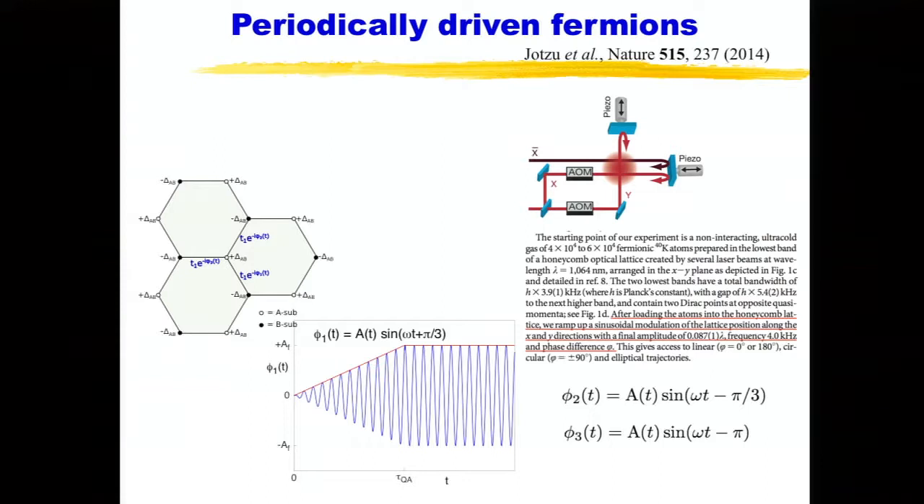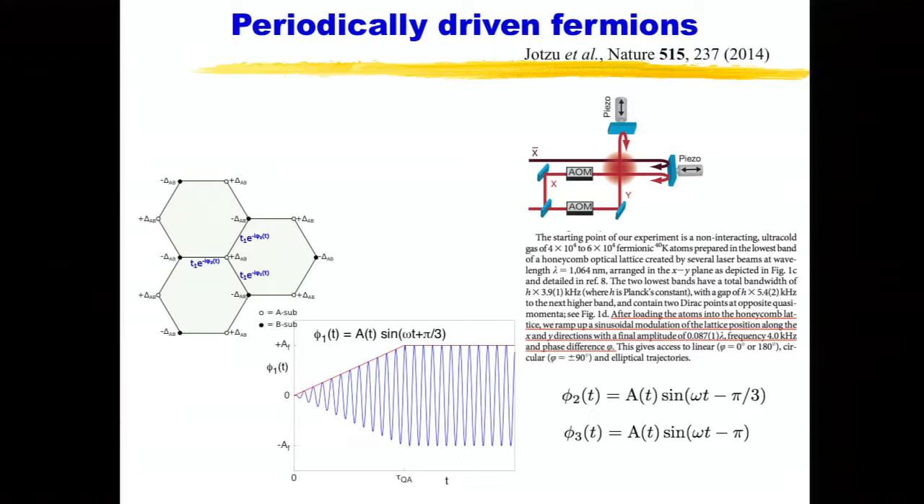Now, obviously, they ramp up this shaking. They do not start immediately. They ramp up the shaking like this, until they settle with a certain frequency. So after loading the atoms into the honeycomb lattice, we ramp up a sinusoidal modulation of the lattice position along the x and y direction with certain final amplitudes. Interestingly, this is the frequency omega of the driving, 4 kilohertz, small, but remember these are optical lattices, so things are small in that world. You have to do it at very low temperature. And a phase difference phi. So phi is the circular polarization thing, for instance, 90 degrees.